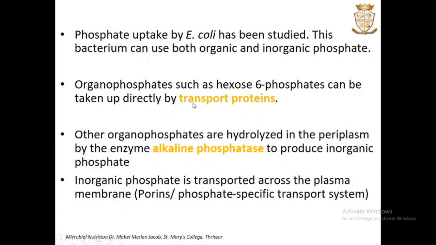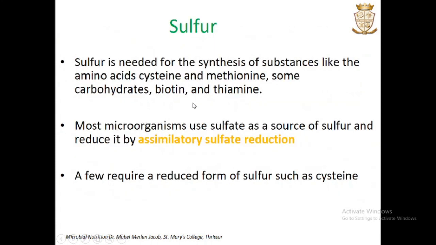Phosphate uptake by E. coli has been studied. This bacterium can use both organic and inorganic phosphate. Organophosphates such as hexose-6-phosphates are taken up directly by transport proteins. Other organophosphates are hydrolyzed in the periplasm by the enzyme alkaline phosphatase, and inorganic phosphates are released. This is then transported across the plasma membrane using porins or other phosphate-specific transport systems.